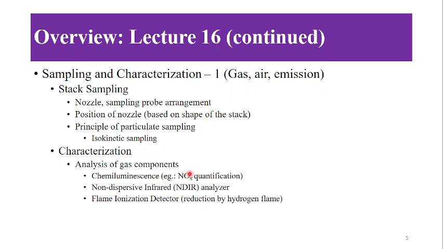Then non-dispersive infrared. Infrared is used to characterize the different gas components present in the sample. And the flame ionization detector uses the reduction by hydrogen flame. If there is a component in the gas which can be reduced by hydrogen, you can use this flame ionization detector to detect that. For example, if there is carbon content there, it can be reduced by hydrogen flame to form either methane or ethane in that sense.